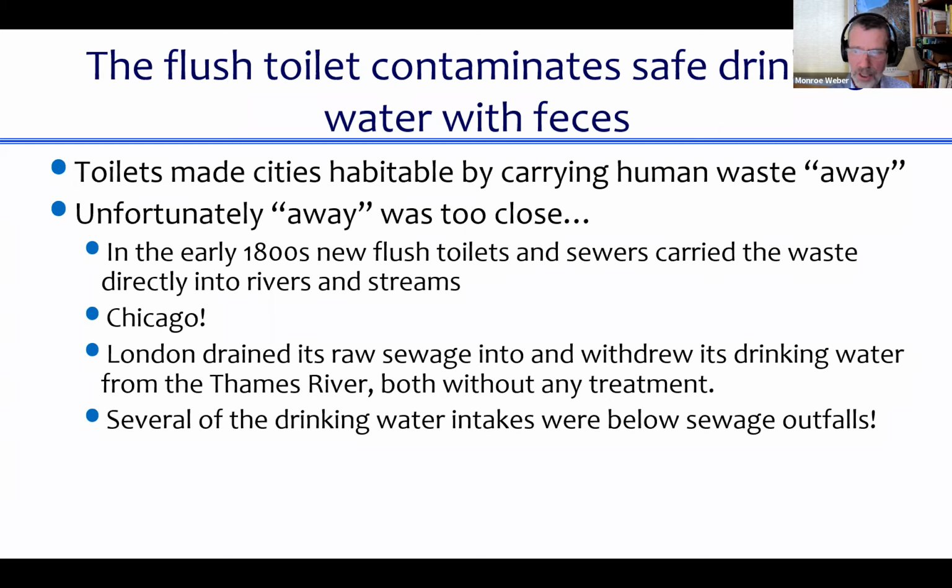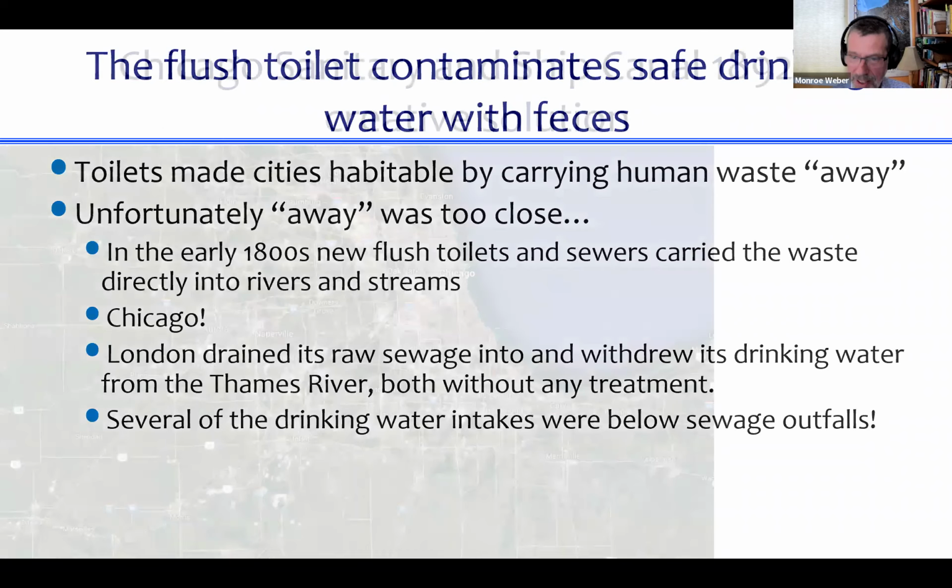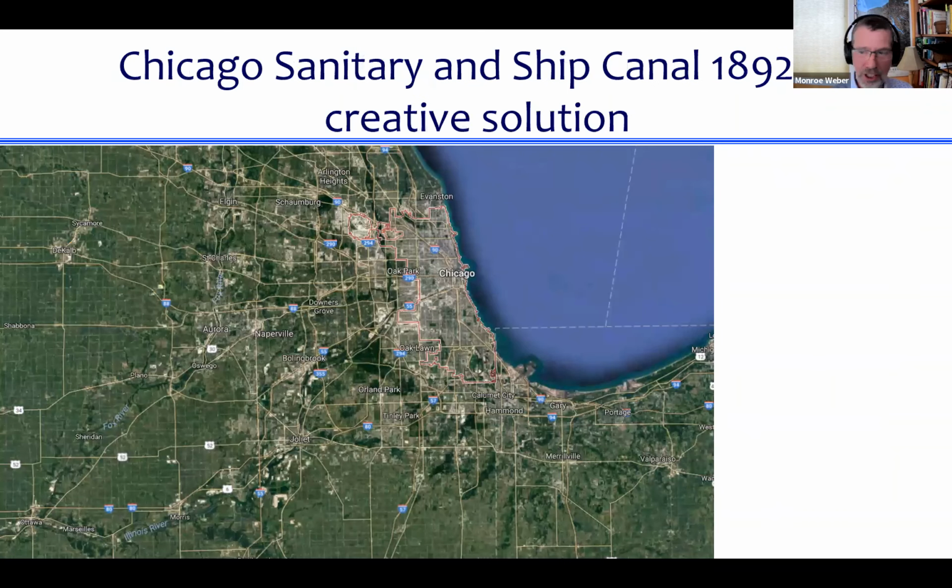London drained its raw sewage into and withdrew its drinking water out of the Thames River. So you can imagine that creates a bit of a problem, and I'll show a lovely graphic of that in a second. So first, the case of Chicago.